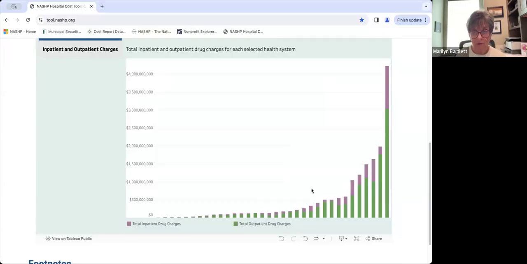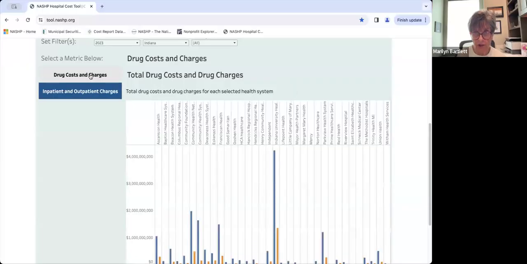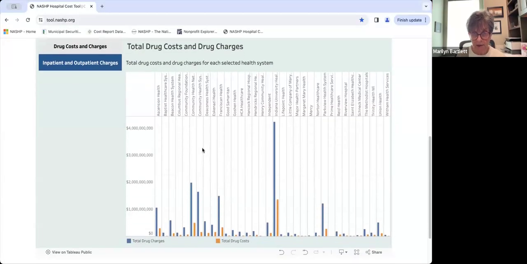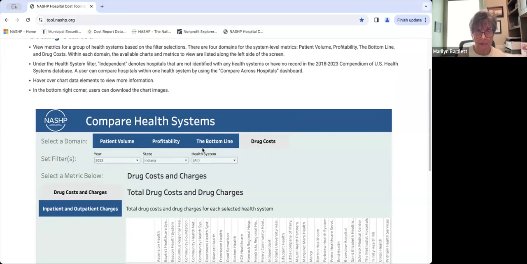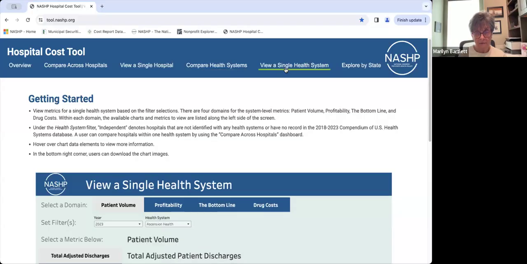So there is that move. And then, I'm sorry, I had it on a different year, but let me go back to the drug costs and charges. Again, you can go back to any year and take a look at that. So the next thing we wanted to take a look at was to view a particular health system. So we've looked at states and we've looked at comparing health systems. Now let's view a single system.